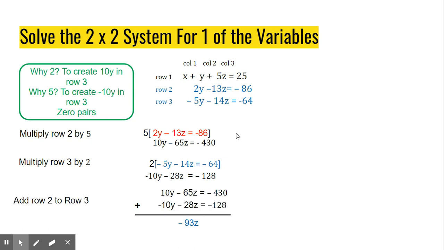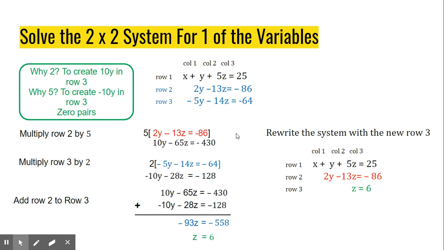I get 10y and -10y, which is my zero pair. I also get -93z is equal to -558. When I divide both sides by -93, I end up with z is equal to 6. And so here we are. I have a triangular matrix, a triangular system.